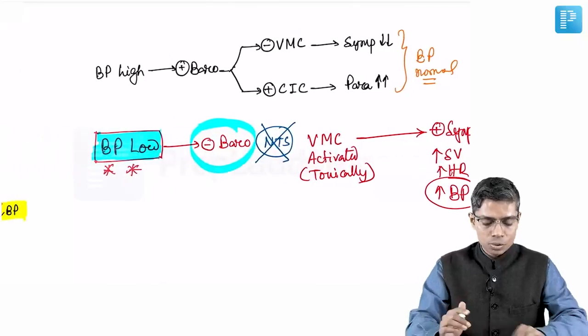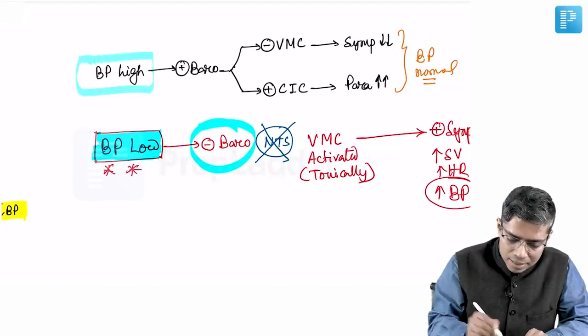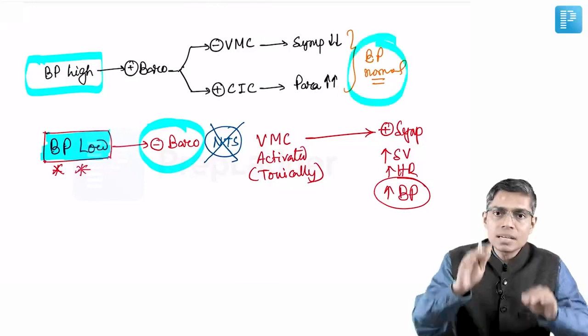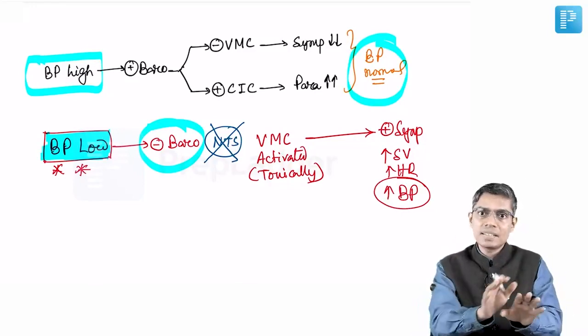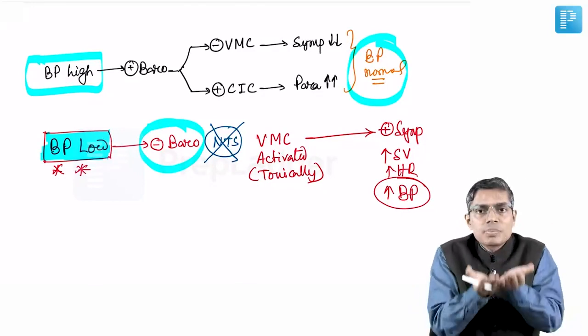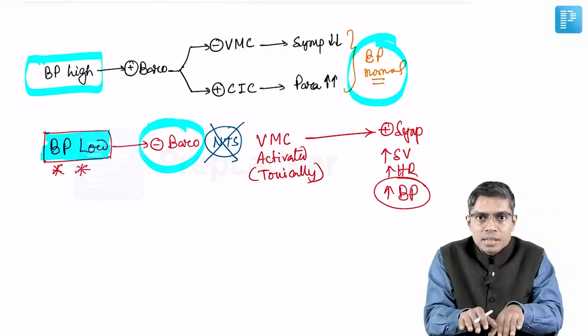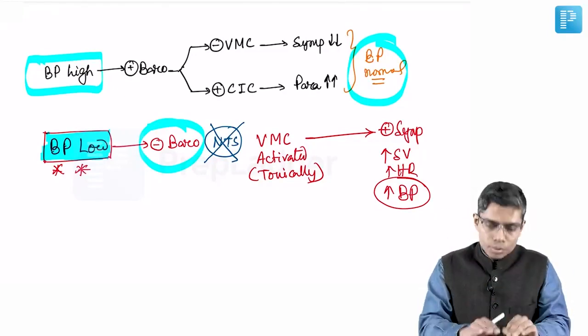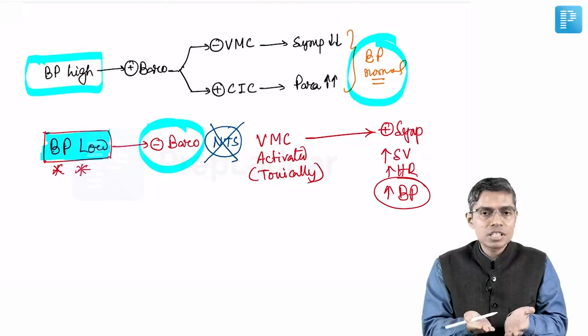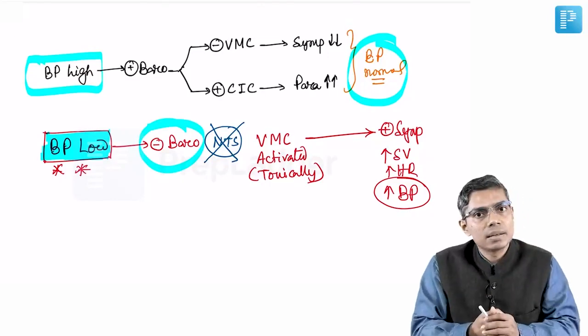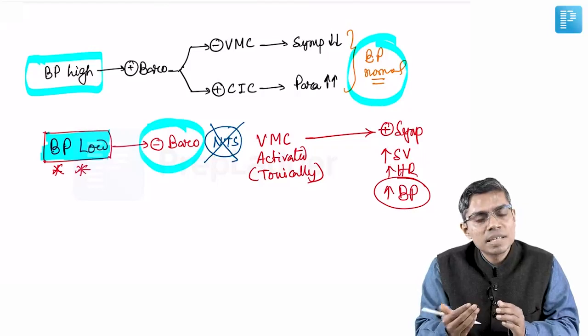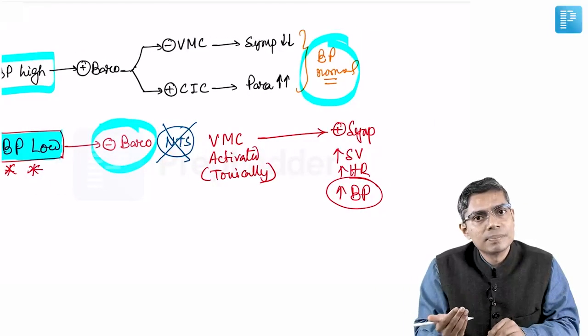So getting my point? If your blood pressure is high, then the baroreceptor is bringing down the blood pressure. That is the active role of baroreceptor, that if your blood pressure is high, baro will try to bring it down. But if your blood pressure is down due to certain causes, baroreceptor is not going to make it higher. Who is making this blood pressure higher? That is the RVLM.